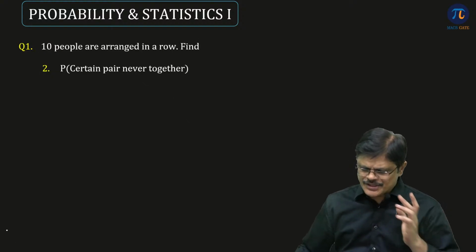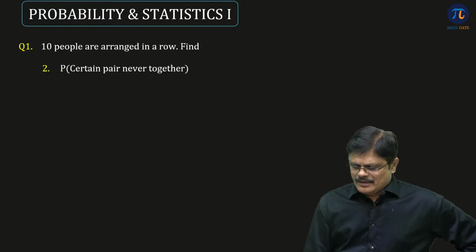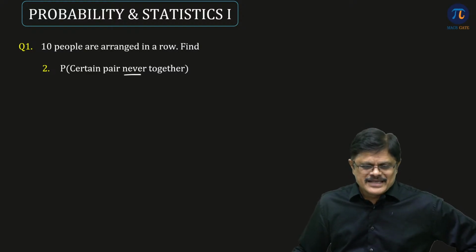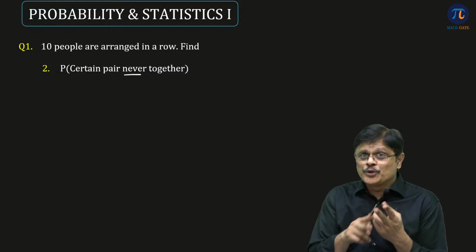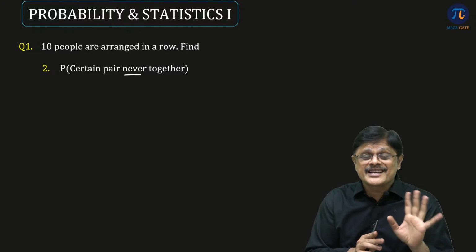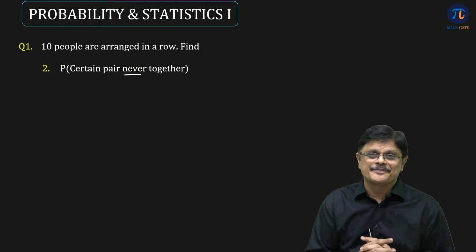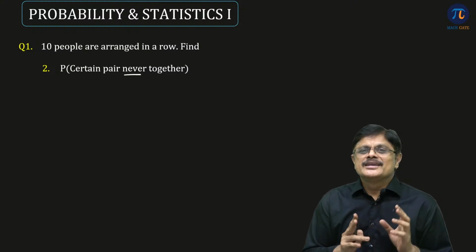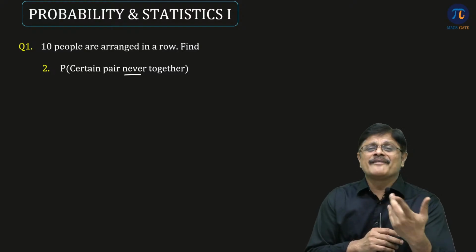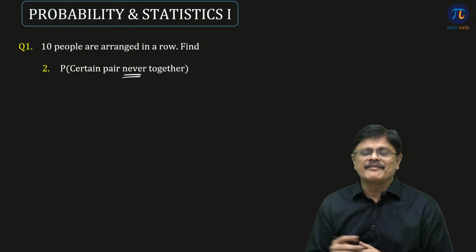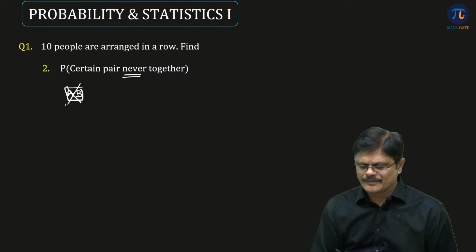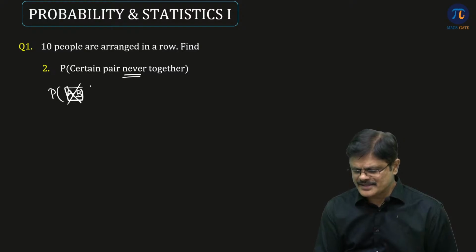Now the same question, but here I want a certain pair never together. See, this idea works only for 2 members. For 5 members, this does not work. Please note this point. So we already know the probability that a certain pair is always together. Now the question is a certain pair never together. That is, you want this particular pair never together. What is the probability for this?